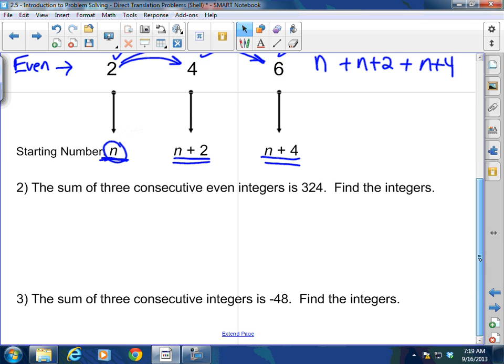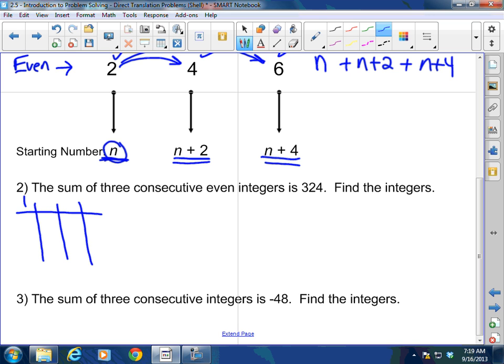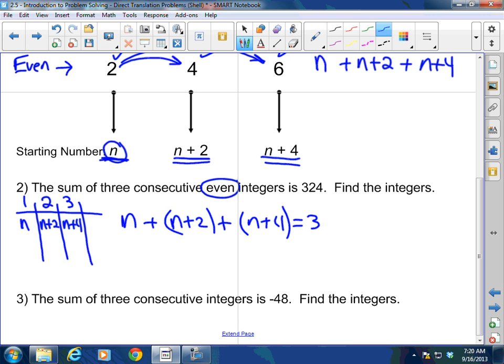Let's do an example. The sum of 3 consecutive even integers is 324. Find the integers. Okay, let's think about our consecutive integers, guys. Make a table: your first, your second, and your third consecutive integer. We're talking about consecutive evens, so your first one's n, your second one is n plus 2, your third one is n plus 4. And the sum of 3 consecutive integers is 324. So your first integer plus your second integer plus your third even integer equals 324.